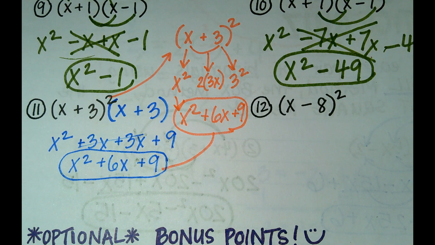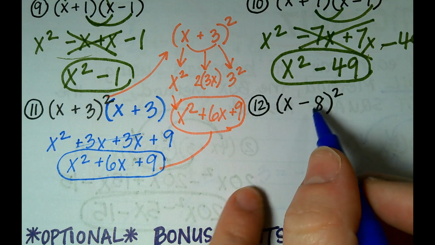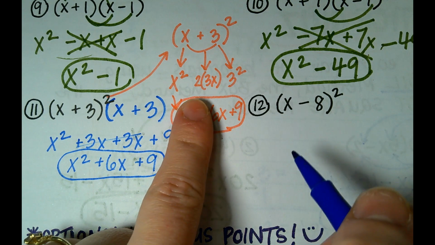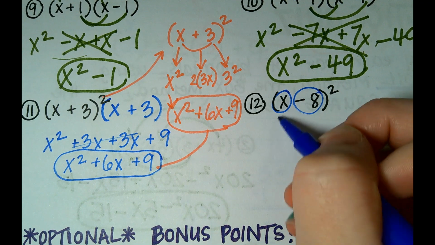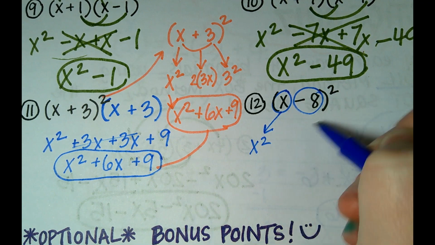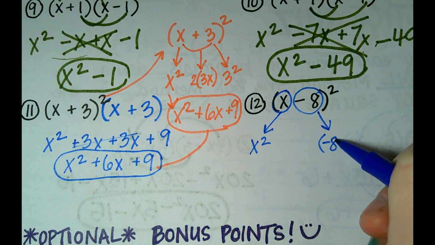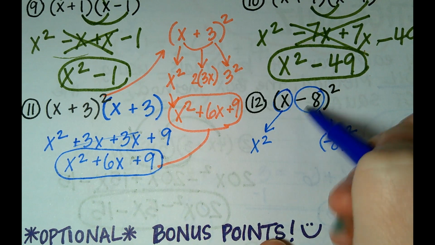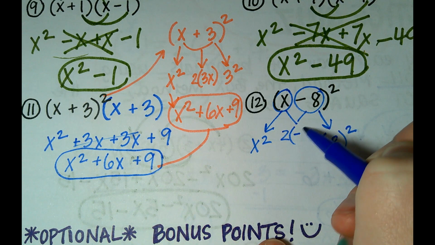Let's look at number 12, unless we have questions about 11. Any questions about number 11? Okay, number 12. X minus 8 squared. Now this time I'm going to try using that perfect square method. I'm going to square both of these terms. X squared and then negative 8 squared. And in the middle, 2 times negative 8x.